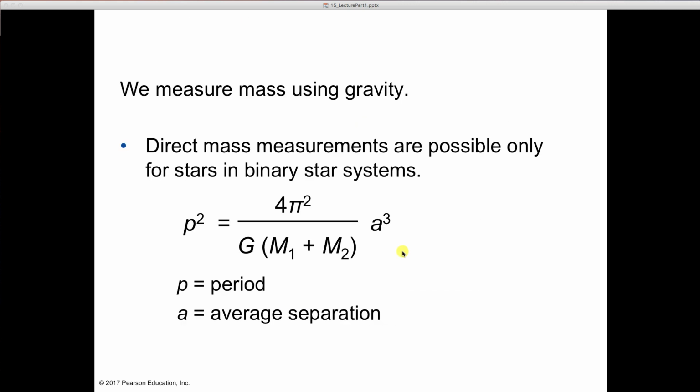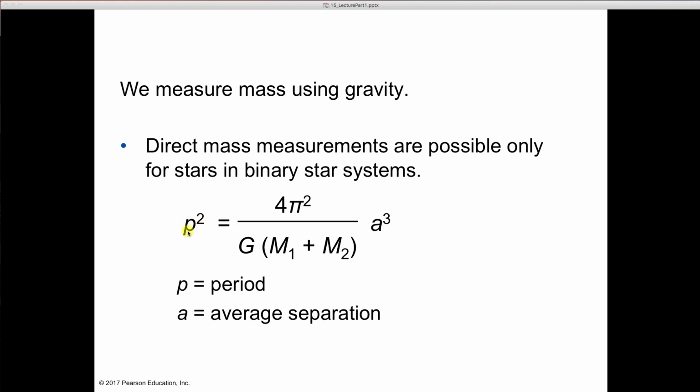Well, here's Kepler's law from a previous chapter. The amount of time it takes for one object to orbit another in a binary system, like a star orbiting another star, or a planet orbiting a star, or even a moon orbiting a planet, that period is equal to 4 pi squared over the gravitational constant times the sum of the two masses. So the two masses get added together down here. And then this is the average distance between them to the third power, the average separation to the third power. So we are trying to solve for the masses.